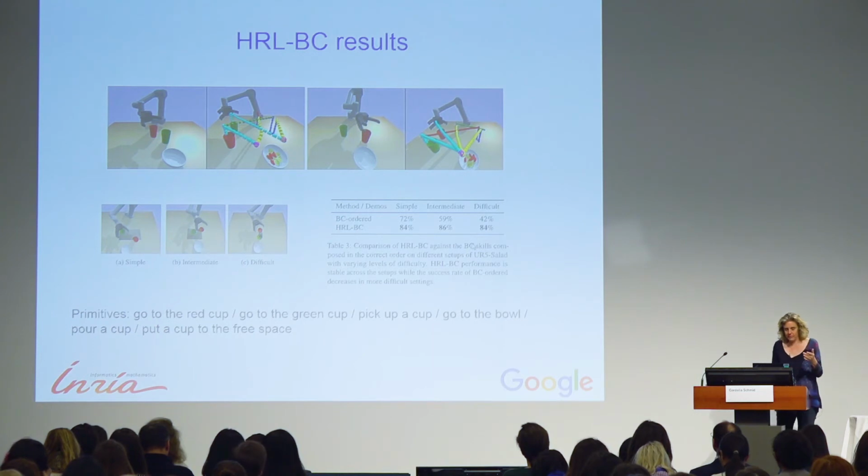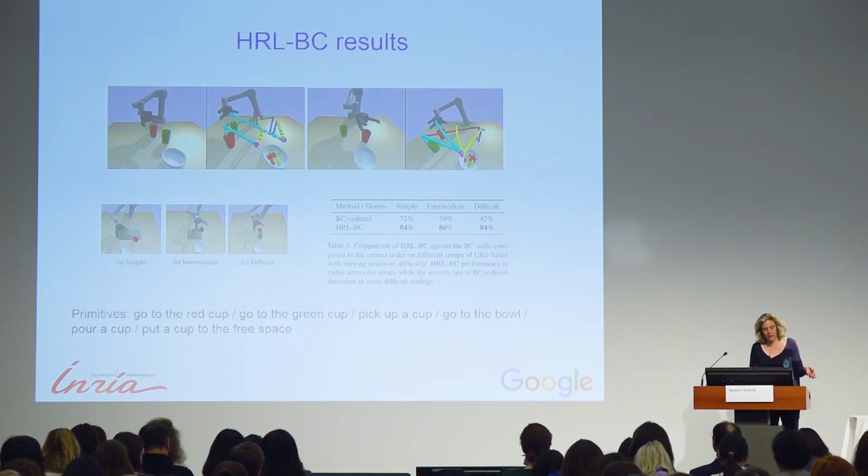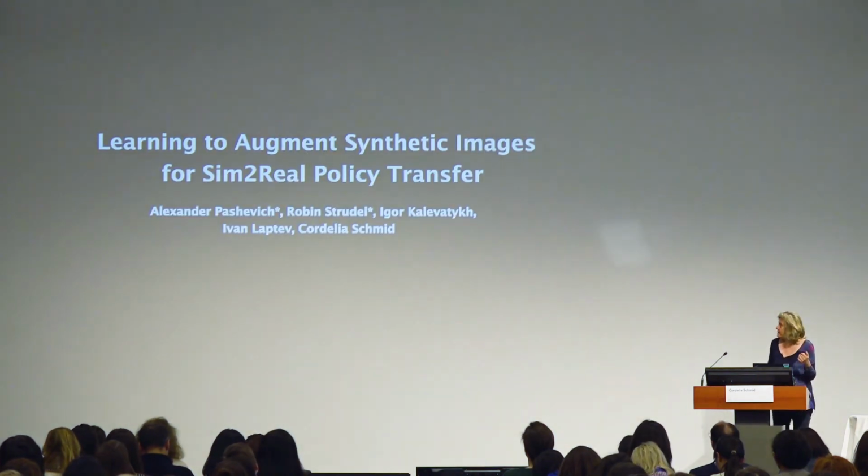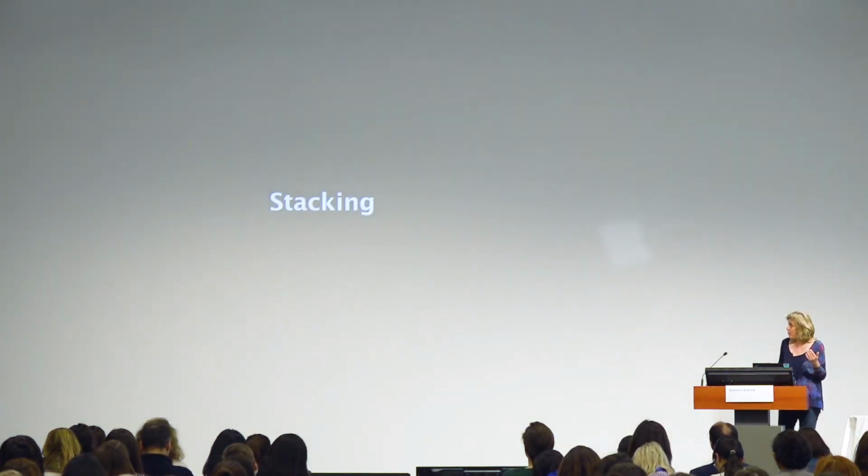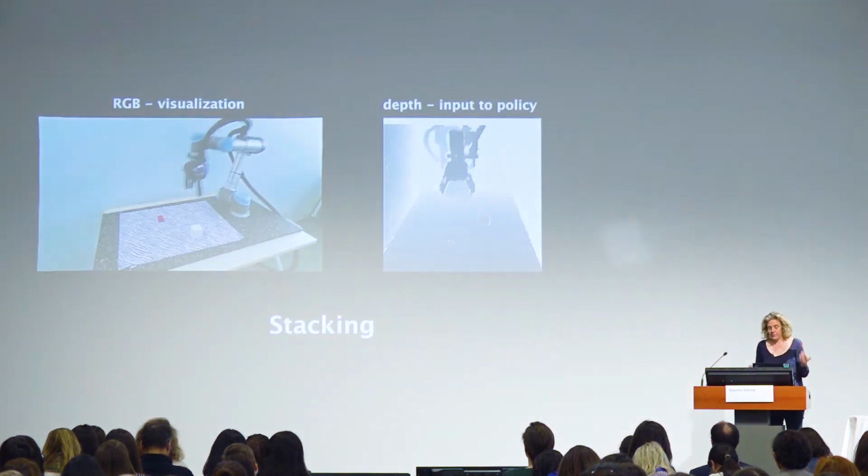And so here what you have is the primitives: go to the red cup, go to the green cup, pick up the cup, go to the bowl, pour a cup from a cup, pour to the free space. And so this is all for now in simulation. And then the next question was, how can we get this working on a real robot?